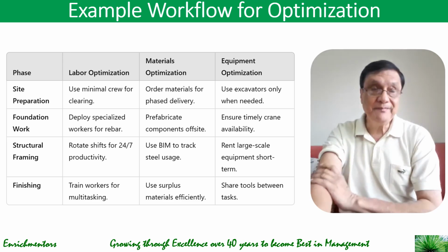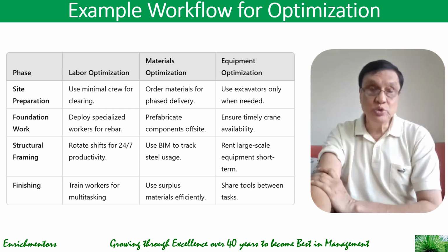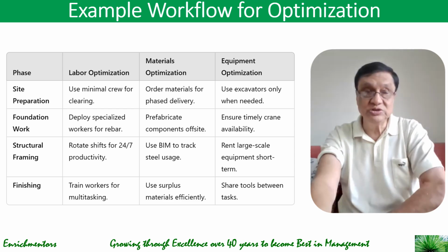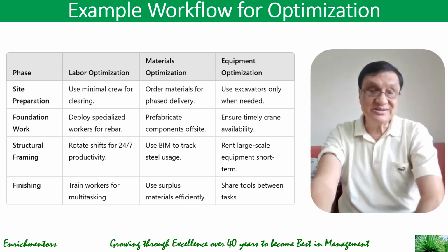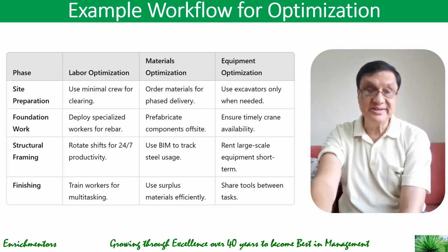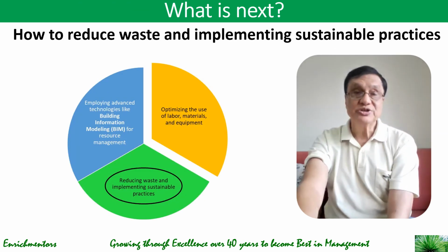In structural framing, you can rotate shifts for 24/7 productivity for labor, use BIM to track steel usage for materials, and rent large-scale equipment short-term for equipment optimization. In the finishing stage of your project, you can train workers for multitasking, use surplus materials efficiently, and share tools between tasks. So by systematically applying these strategies, you can reduce cost, improve efficiency, and maintain a high standard of project execution. So what do we do next?